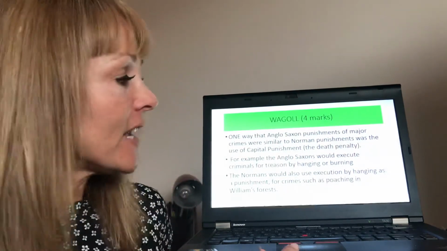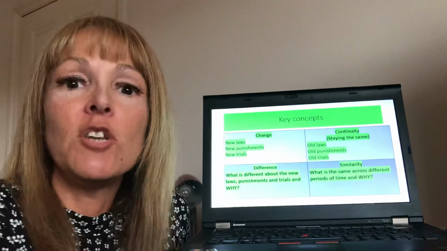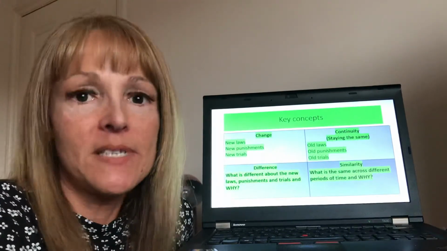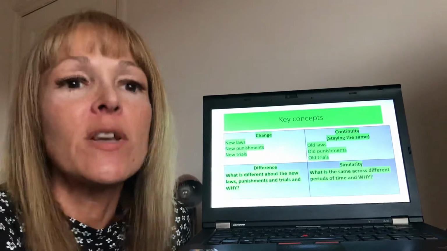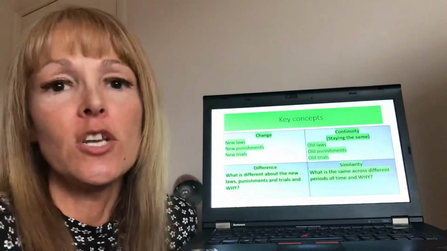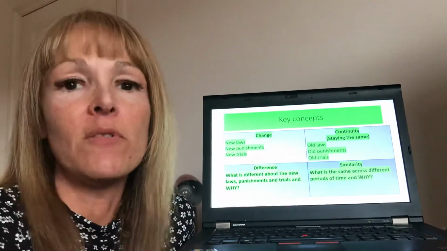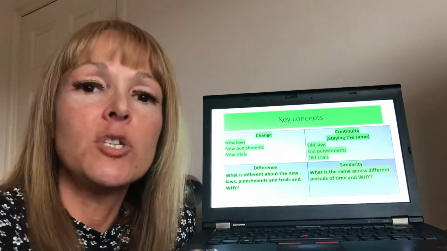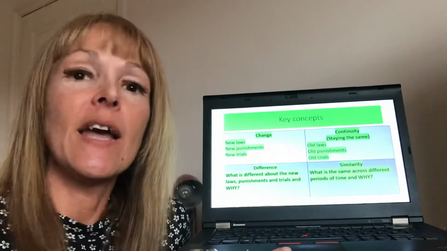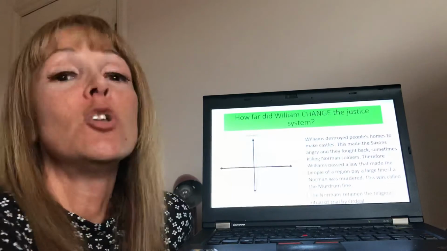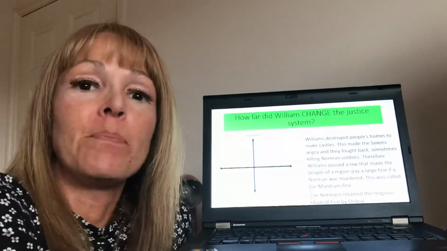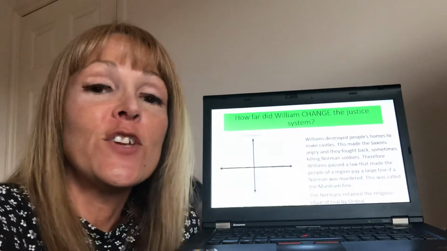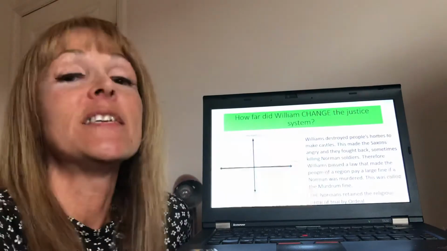Now for this week, we're going to continue our work on the key concepts in the course. So we're going to be looking at change and continuity, the 2 at the top of your screen now. What did William change and what stayed the same? In particular, we're going to look at his justice system. Now you're going to do 2 tasks. The first one you can see here is completing the graph.